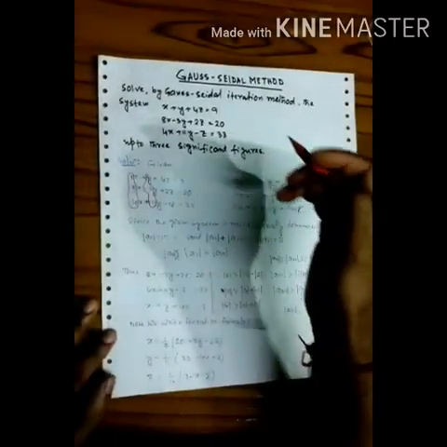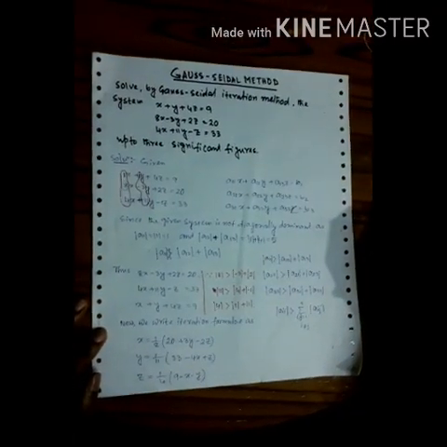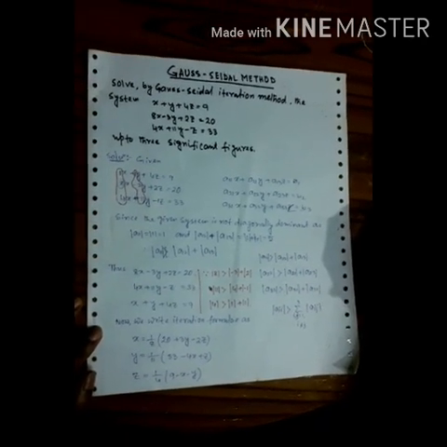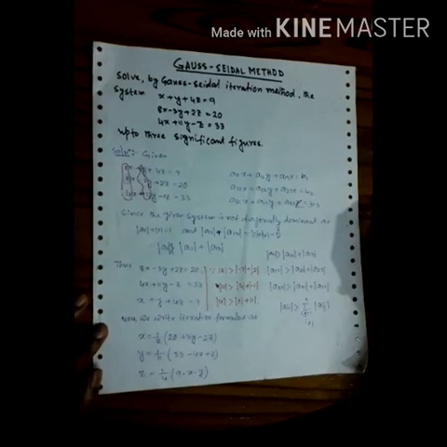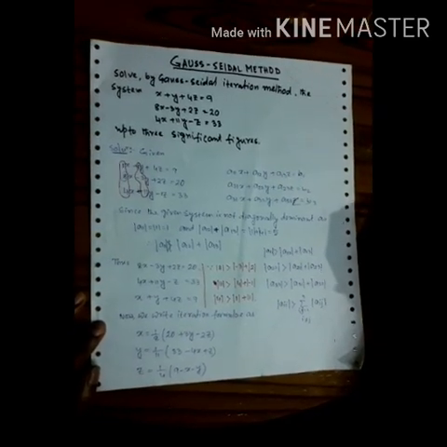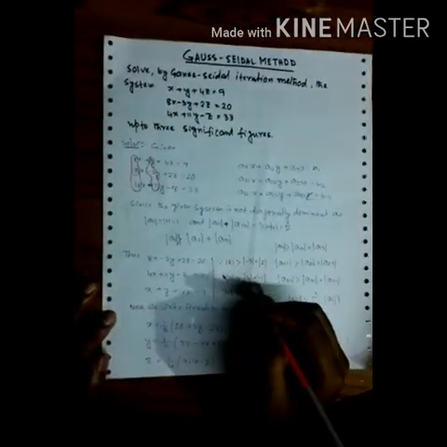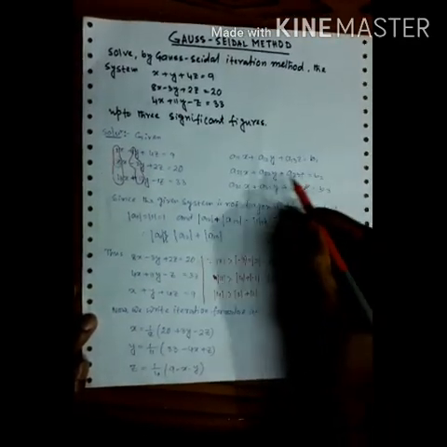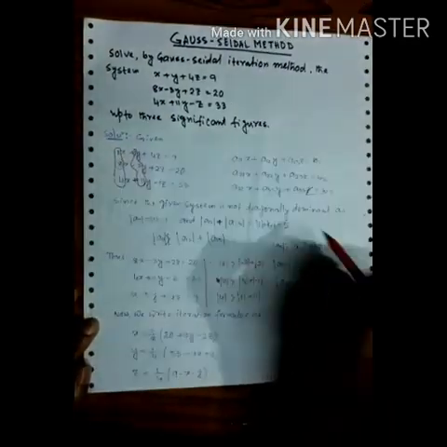So today I will discuss the Gauss Seidel method. This is the most important method to find the numerical solutions of a system of linear equations. Here we consider one system of equations, a particular example. We know the standard form of a system of linear equations like this one.